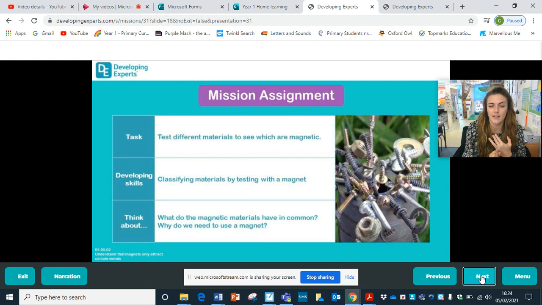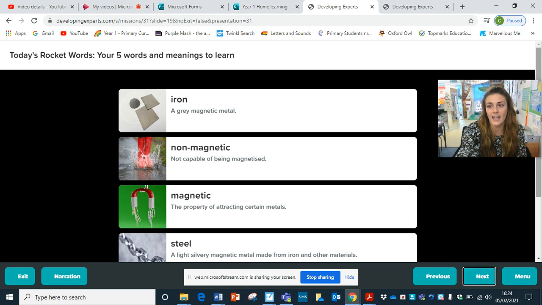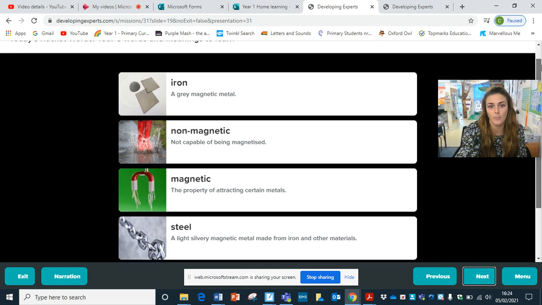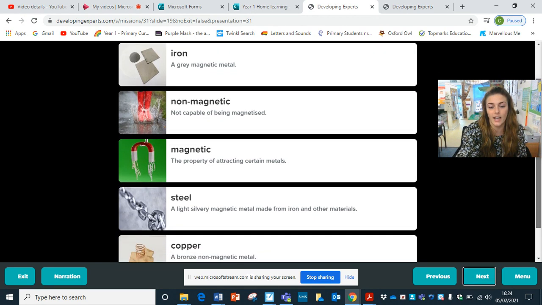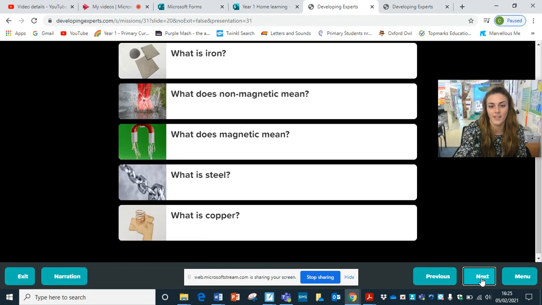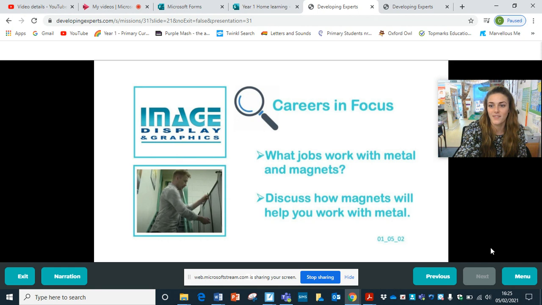So what do the magnetic materials have in common, and why do we need to use magnets? They're your two key questions as well. And then again, we've got our words: iron, non-magnetic, magnetic, steel, and copper. Have you been able to use those? Do you know what they are? Okay. So these are some career questions. If you want to go into something to do with it, what jobs use magnets, and how can magnets help you work with metal?